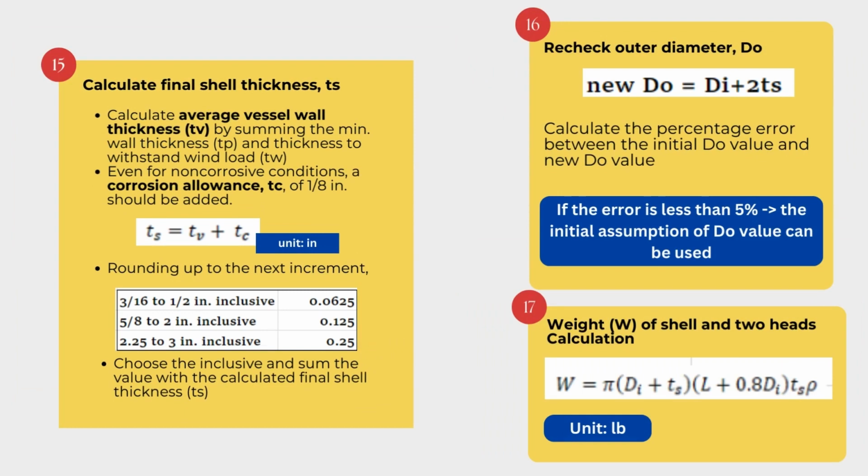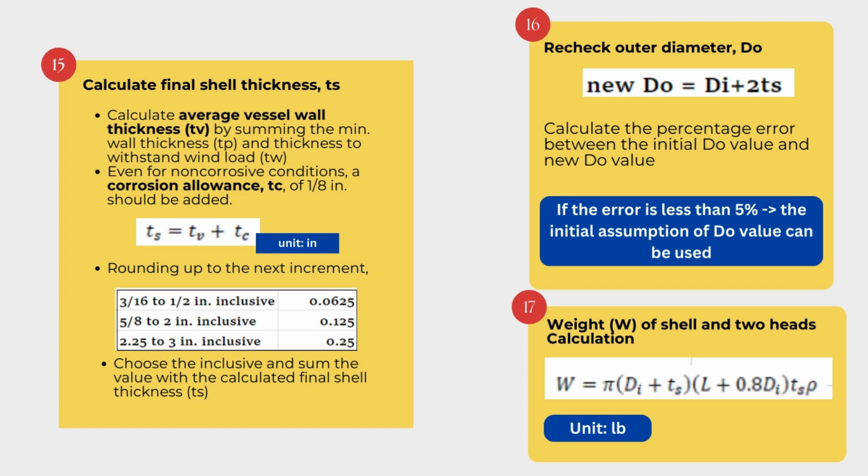The average vessel wall thickness (TV) is calculated by adding up the minimum wall thickness and the thickness to withstand the wind load. So even for non-corrosive conditions, a corrosion allowance (TC) of 1/8 inch should be added. Next, you should choose the increment value and sum the value given in the table with the calculated final shell thickness just now. Next, you can recheck the outer diameter by using these equations and calculate the percentage error between the initial DO value and the new DO value.